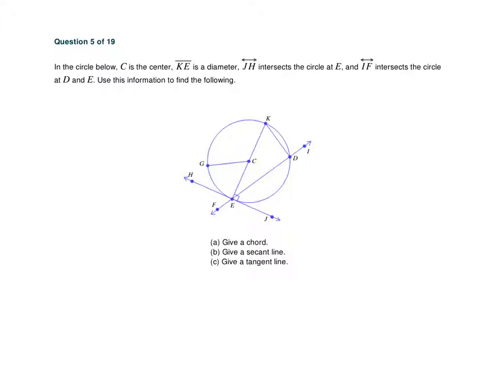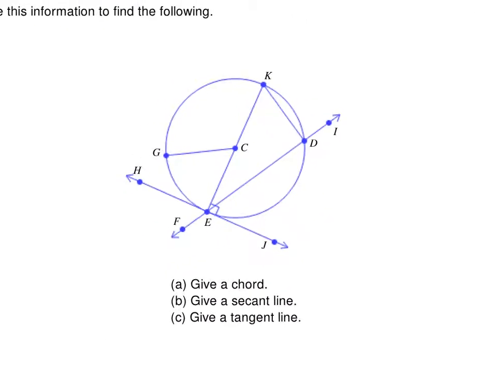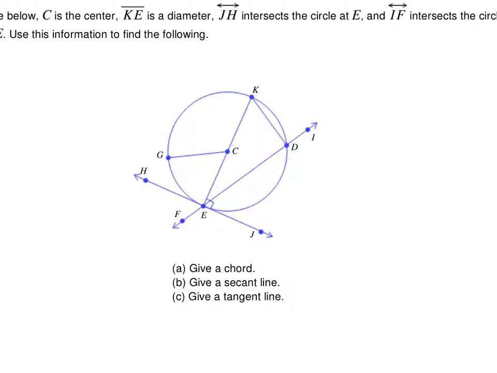Remember, a chord is a line segment that touches the two sides of a circle. So here I see two chords. I see KD, and then I also see DE. So either one of those listed would be fine.